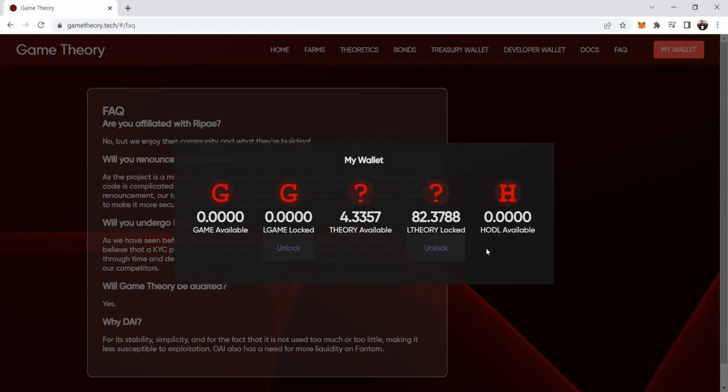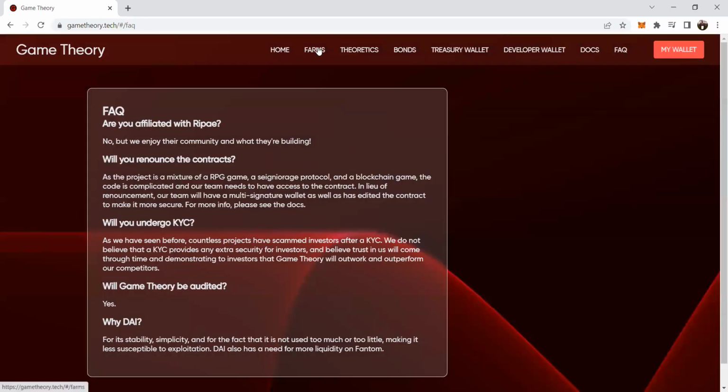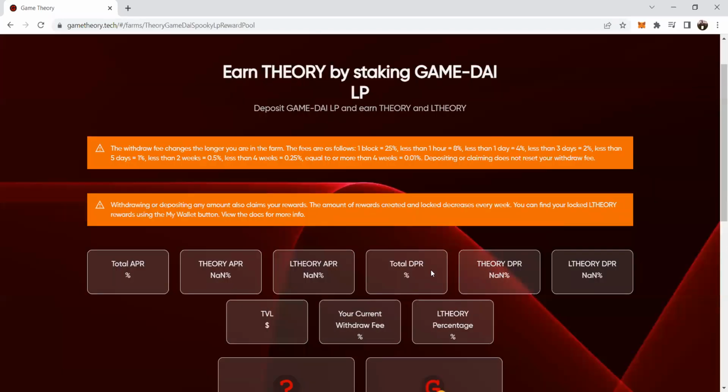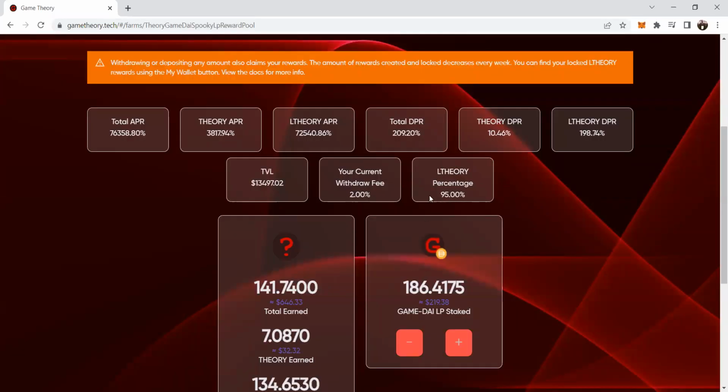Important thing to understand about how claiming affects you with Theory and with game. So with Theory, if we go back into the farm, and if we look at the L Theory percentage. So on week 1, 95% of all of the Theory tokens that are distributed are L Theory, and 5% of them are Theory tokens. Every week over the course of the year, that percentage of L Theory is going to go down by 2%. So in week 2, this number will be 93%. In week 3, this number will be 91%. In week 4, it will be 89%, and so on and so on.